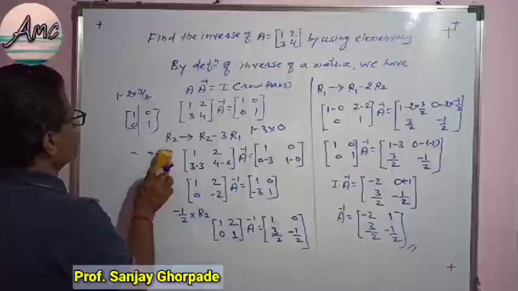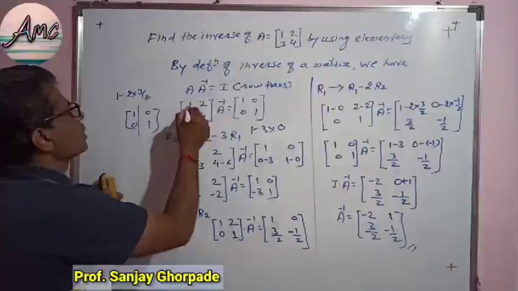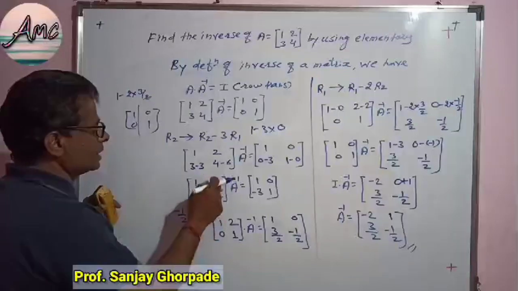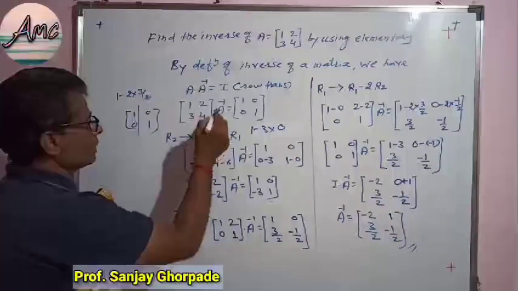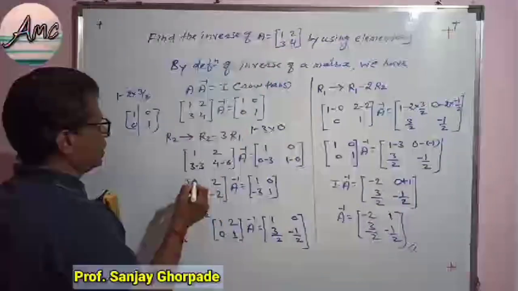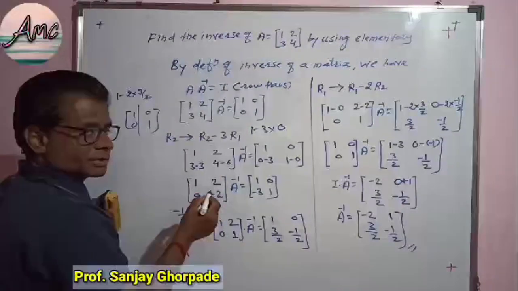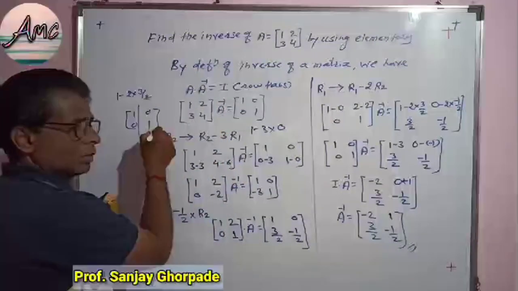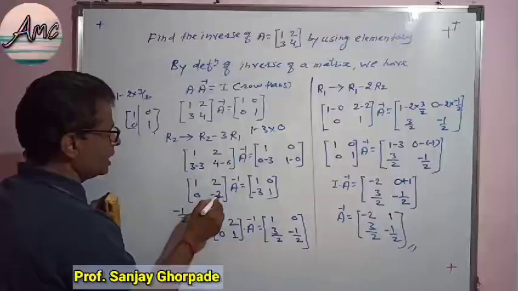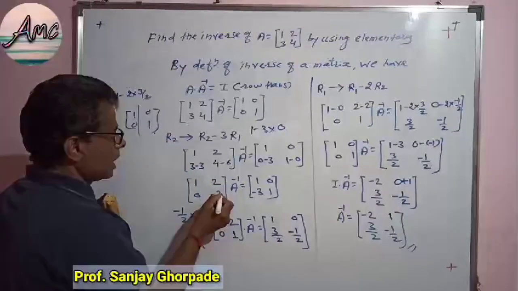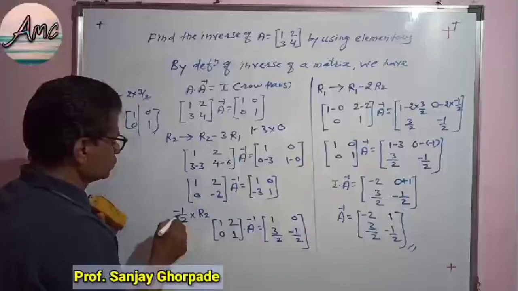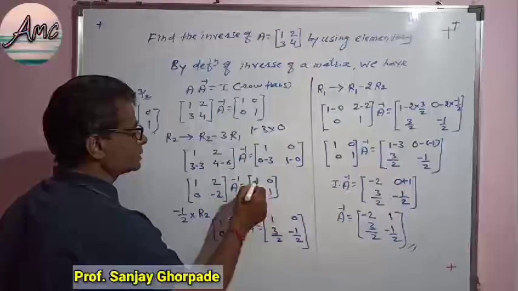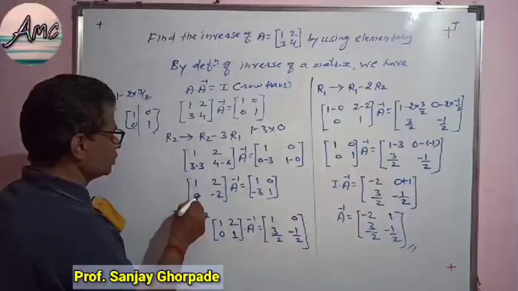Now we have converted the first column of the given matrix as what? 1, 0. Now it is necessary to make the second column of the given matrix as what? 0, 1. To make 0, 1, first we bring 1 here. So here it is minus 2. How will you get 1 here? If you divide minus 2 only. So minus 1 upon 2 into R2. No change in the first row. 1, 2 as it is. Other side 1, 0 as it is. Now minus 1 upon 2 into 0 is 0.